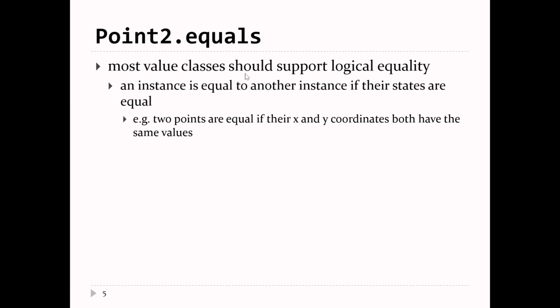Now when you're implementing a class like Point2 that represents a value, you probably want equality to be logical equality. Do the two objects have the same state? Or do the two objects have equivalent state, not necessarily the exact same state? So an object is equal to another object if their states are equal. For points, if you ask, are two points equal, you probably mean, do they have the same coordinates? So if you want to ask that sort of question, you simply replace your implementation of equals.